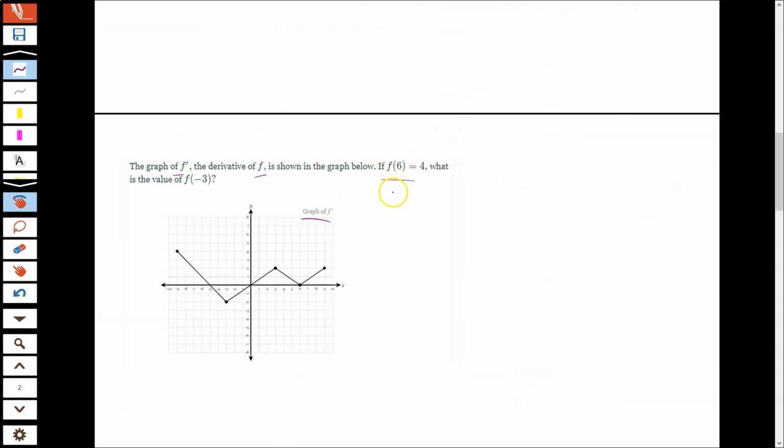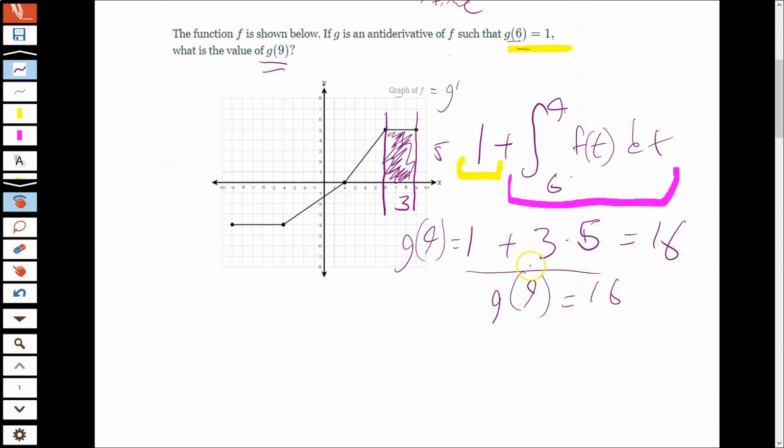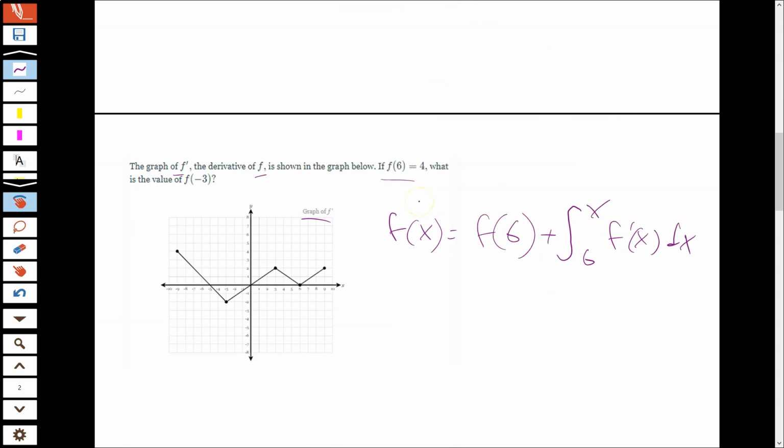So I'm given f of 6. So the way I'm going to tackle this is I'm going to say f of x equals f of 6, because that's all I got, plus the integral from 6, because again that's all I got, to x of f prime of x dx. Okay, so we didn't really talk about this more general setup before, but this is just an accumulation function that you know how to tackle, right? So I kind of skipped this step in the last one by plugging in that 9 right away. Here I'm starting a little bit more generally, and then I'm going to substitute things in.